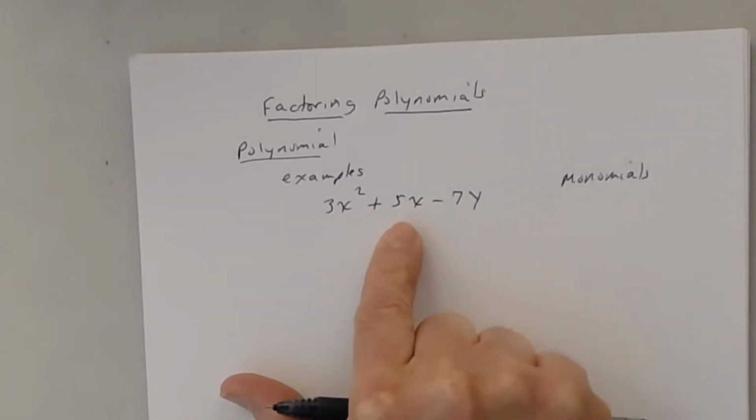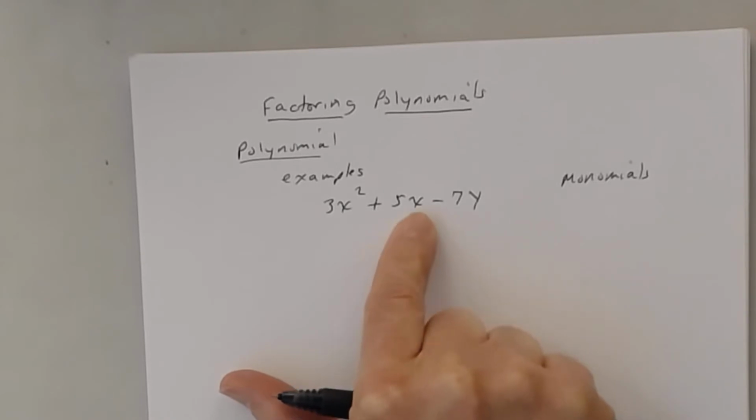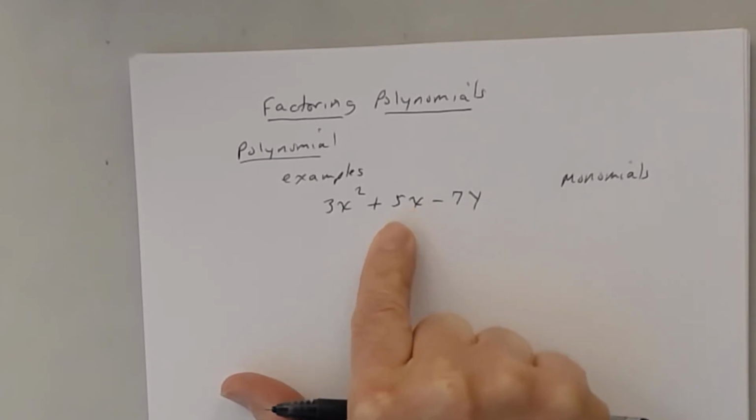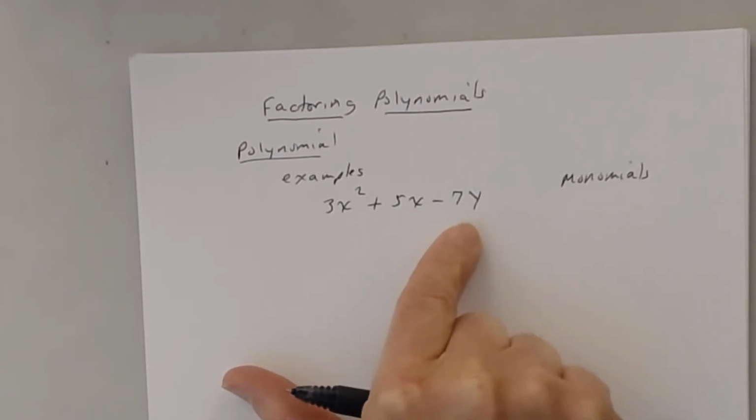What's the second term? 5x. What's the exponent? Is that a whole number? Yes. What is the third term? Not 7y. Negative 7y. That's going to be important.